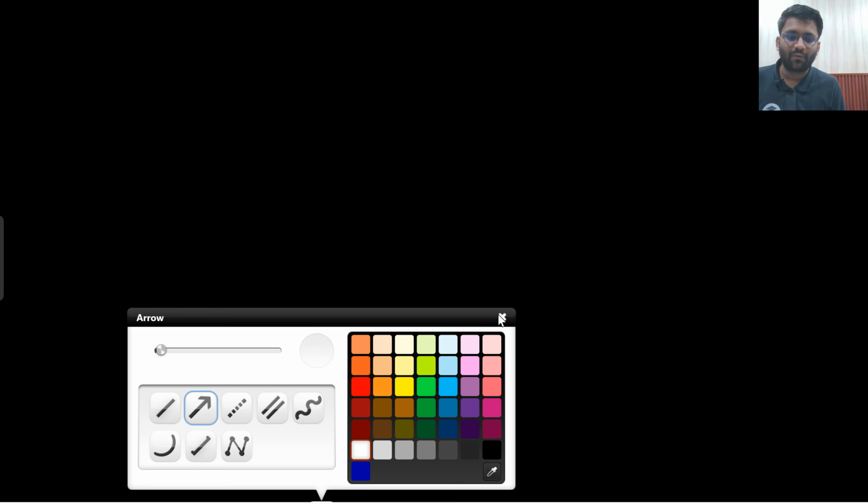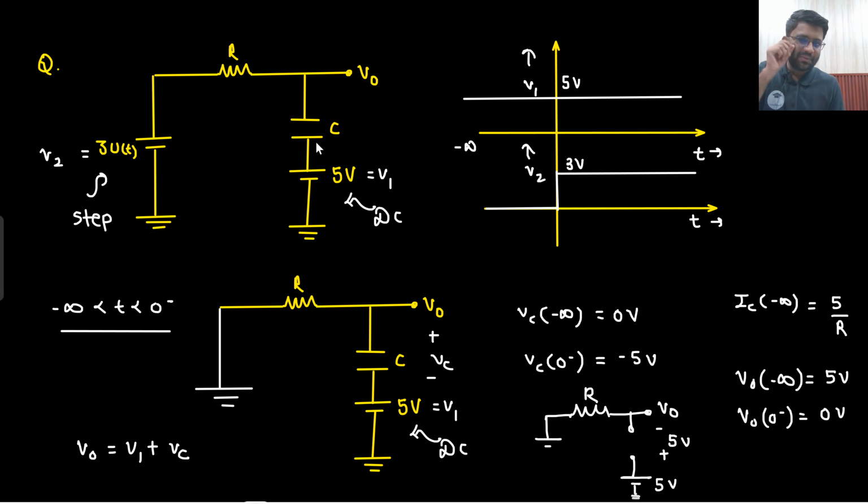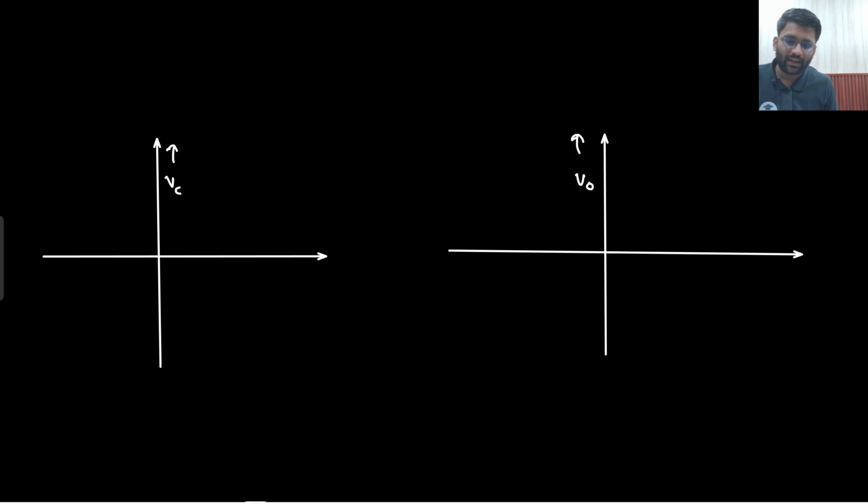So let me draw the waveform. We are drawing two waveforms, Vc and V naught. Okay, just one second. So two waveforms, Vc and V naught. We started with Vc at t equals minus infinity. What was the scenario? This was uncharged. It was at 0 volt, right? And then it became minus 5. So our matter of concern is this minus 5 voltage only, nothing else. So here I will draw only the minus 5 voltage.